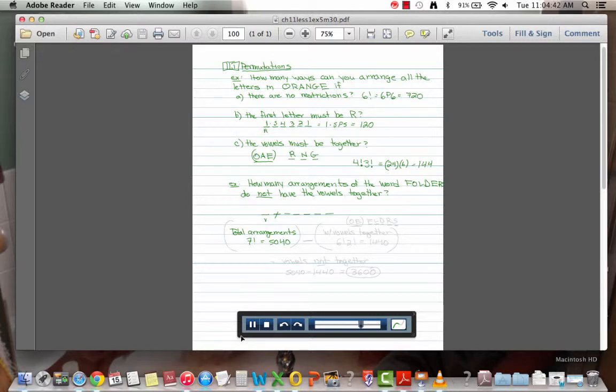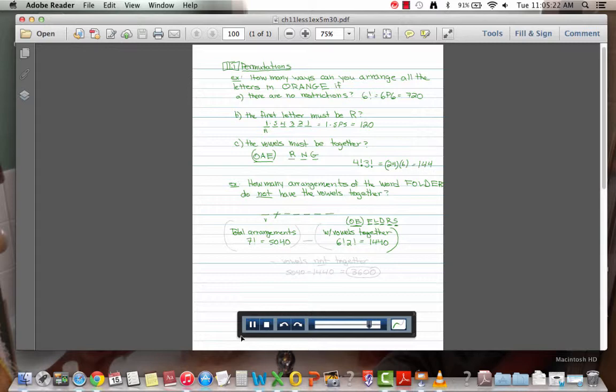The total with the vowels together, we would do similar to how we did above. In this case, we only have 2 vowels. We're left with F, L, D, R, S. 1, 2, 3, 4, 5, 6 objects total being arranged, and then O-E can also be E-O. So there's 2. 6 factorial times 2 factorial is how many ways we can get the vowels together, which ends up being 1,440. Really, in this question, you either have the vowels together or you don't.